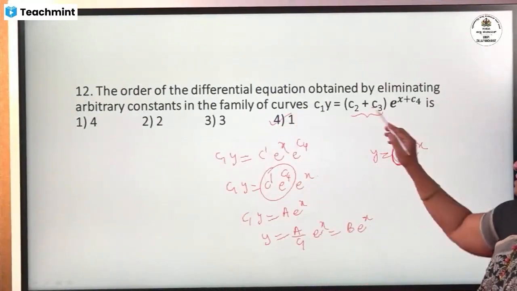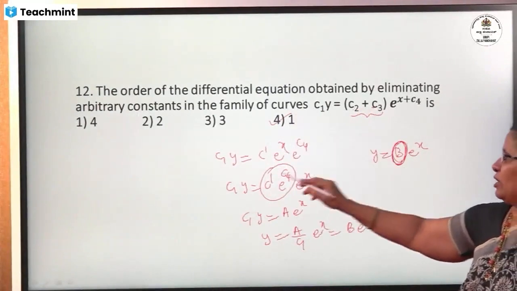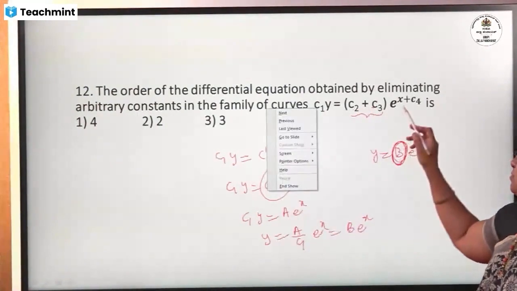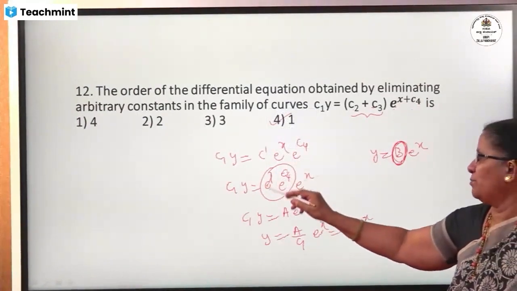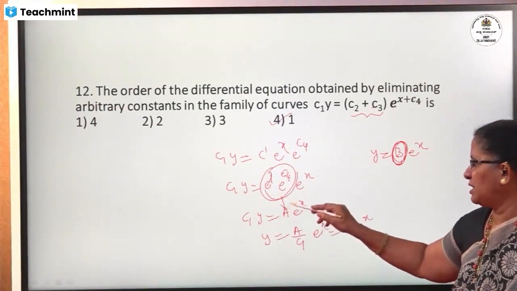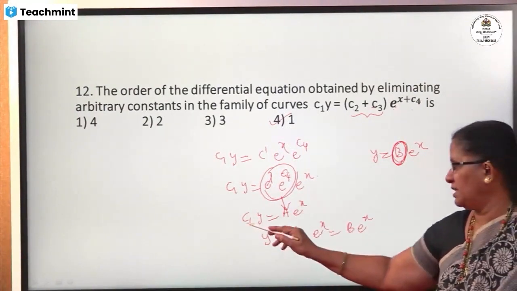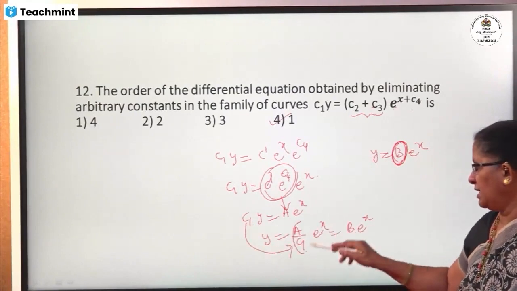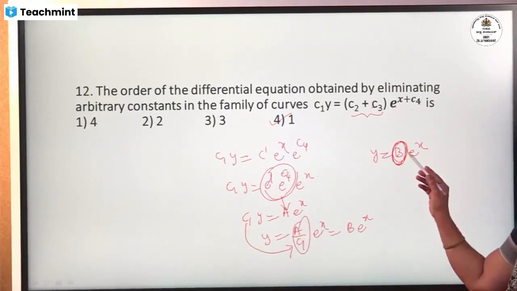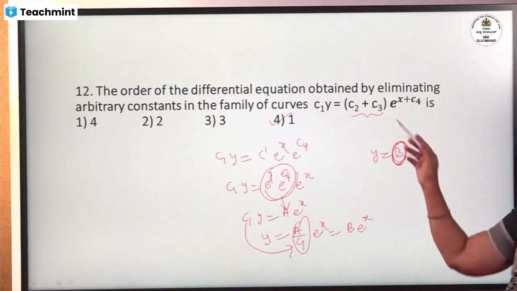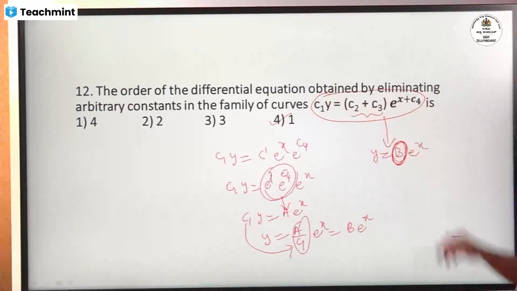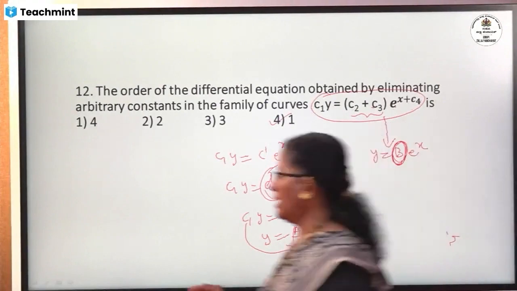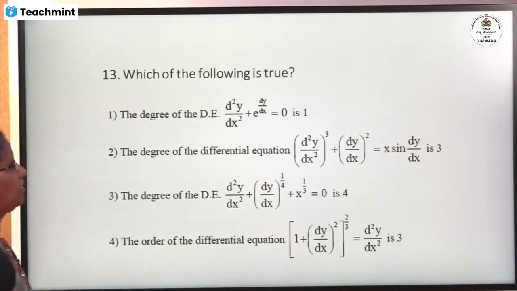I'll repeat: this C2 plus C3 I can combine and call another constant C dash. This e power x plus C4 is e power x, e power C4. E power C4, I can combine with C dash and call it some other constant A. Then I can shift this C1 to the denominator and take A by C1 as some other constant, say B. So this whole equation is the same as y is equal to b e power x. Therefore, there is only one arbitrary constant, and therefore the order has to be 1.